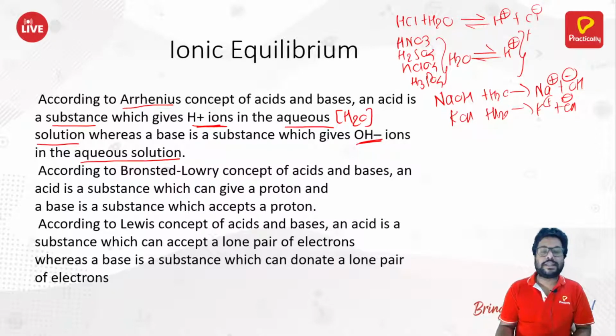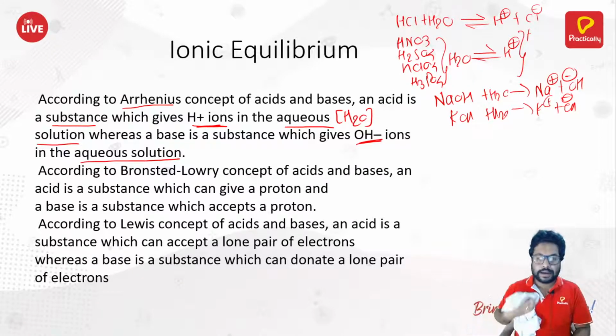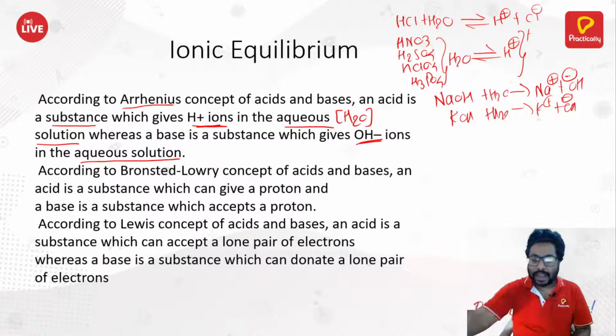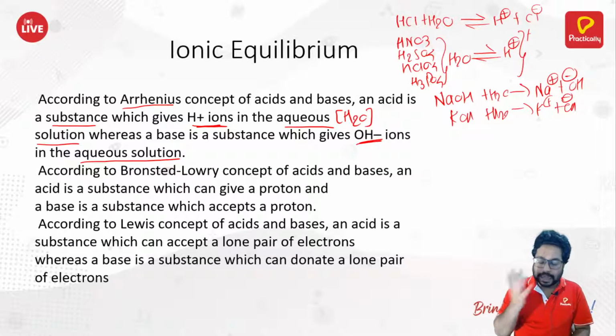But there was a flaw in this system. What was that flaw? Arrhenius has only considered compounds as acids and bases in an aqueous solution only. That means, what if I change the solvent from water to alcohol, or water to ammonia? Would the compound which was releasing H plus ion in water release H plus ion or not? Or even if it releases, can we call it an acid or not?